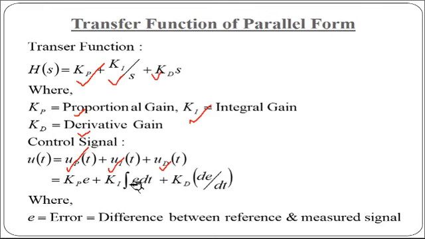If we make the substitution of the integral formula for the proportional, integral, and derivative controller, we get u(t) = Kp·e + Ki·∫e dt + Kd·de/dt, where e is the error, which is the difference between the reference and the measured signal, which we also call a feedback control system.